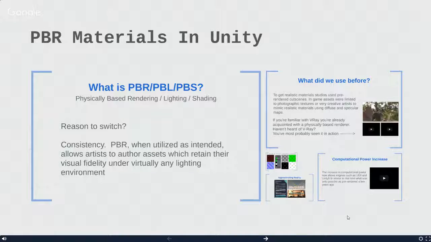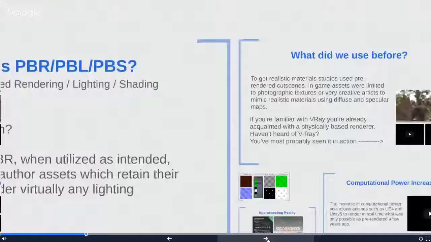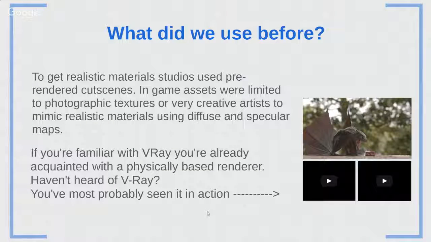So essentially what we used to use before was you'd either have pre-rendered cutscenes where all the materials would be rendered as they would be for animated films. So it'd be a long process of rendering time to make sure they can render the reflections, etc. Or you would have very creative and talented texture artists who were able to mimic the look of something that was shiny by using just diffuse and specular maps.